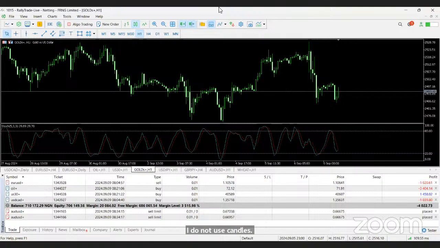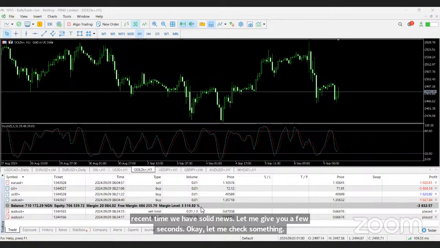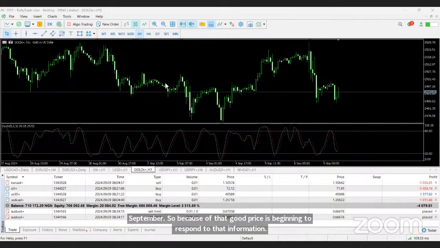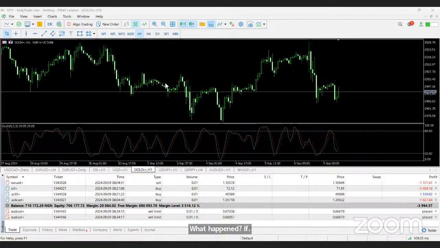In recent time, we have seen it in the news that the Federal Reserve in the US is going to cut rates, and it's going to happen this September. Because of that, the gold price is beginning to respond to that information. But what happens if they don't eventually cut the rate? If they keep it steady, gold will continue to push up. But if they cut it, gold will just go down.